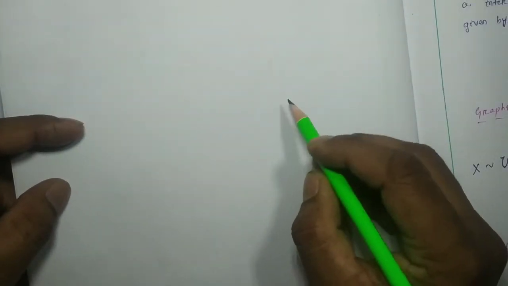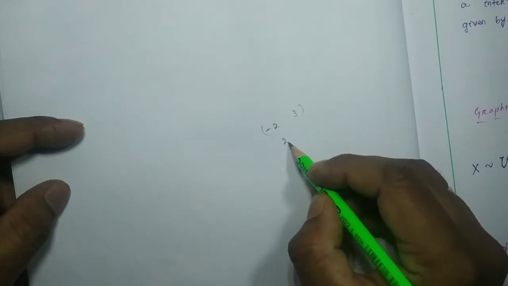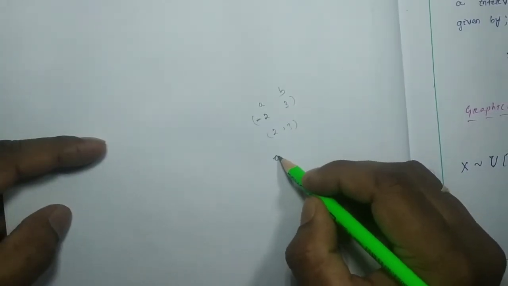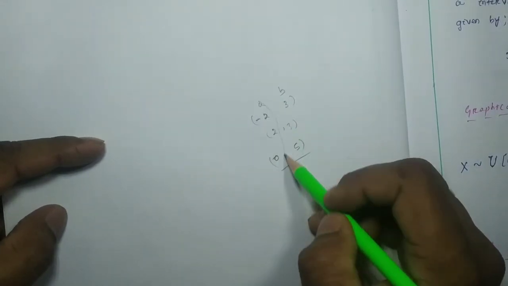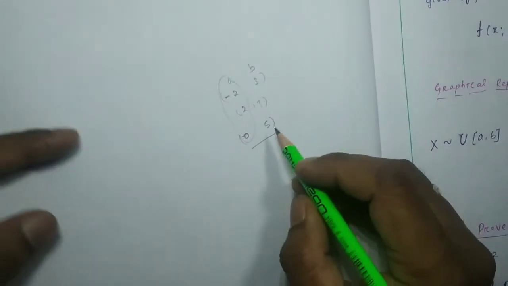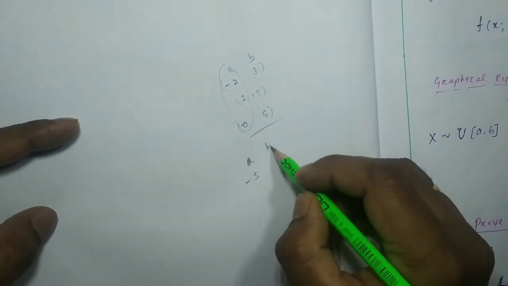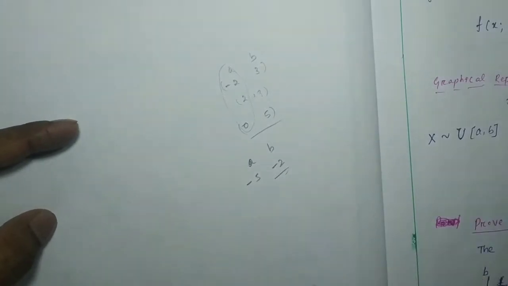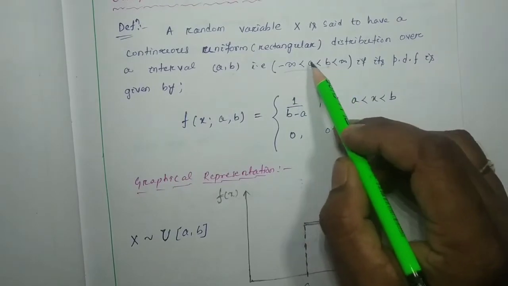You can consider a as minus 2 and b as 3, or a as 2 and b as 3. You can consider a as 0 and b as 5. You can consider any negative numbers, like a as minus 5 and b as minus 2. Whatever a and b values you consider, you have to remember that b is always greater than a.